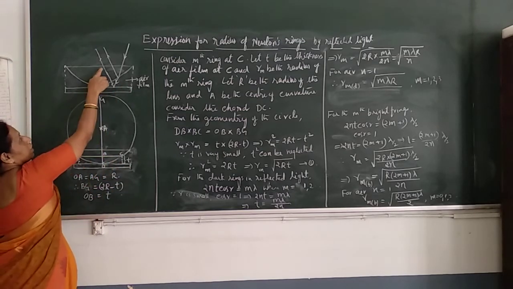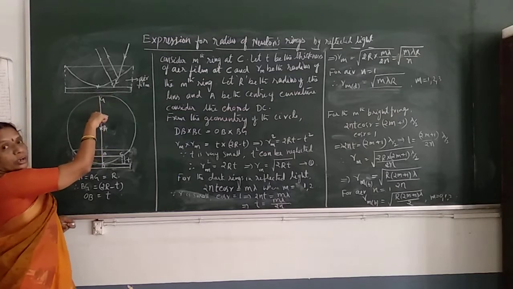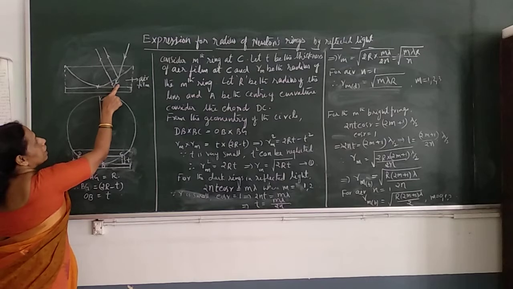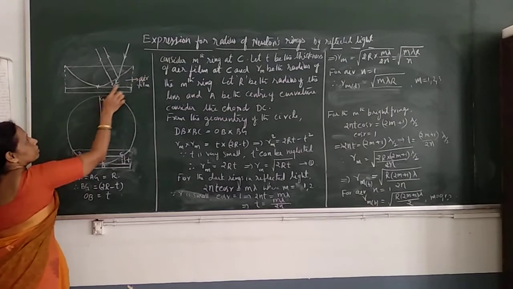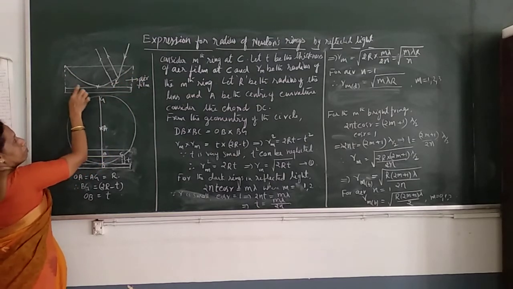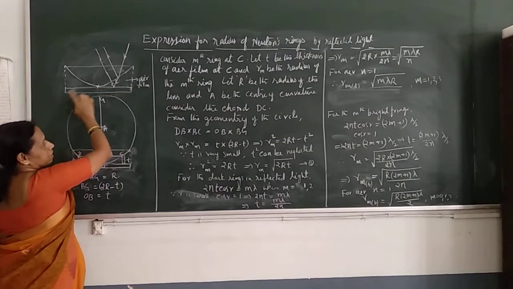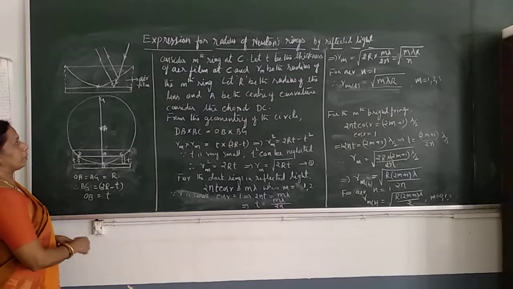At this point, the lens and the plate are in contact, and as you move on either side, the thickness of the air film goes on increasing. Here we have the air film. Here also there is air film. Its thickness goes on increasing as you move towards the end from this point of contact.